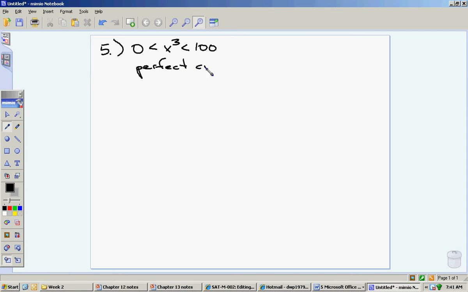And these are values that you should know, but if you don't, get used to them. Practice them, plug them into the calculator. 1 cubed is 1, 2 cubed is 8, 3 cubed is 27, 4 cubed is 64, and 5 cubed is 125. Now, which of these values are between 0 and 100? 1 is, 8 is, 27 is, 64 is, 125 is not, giving you 4 values that work here, which is answer choice C.